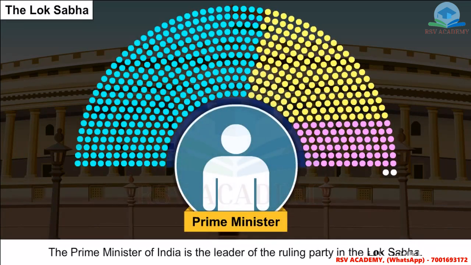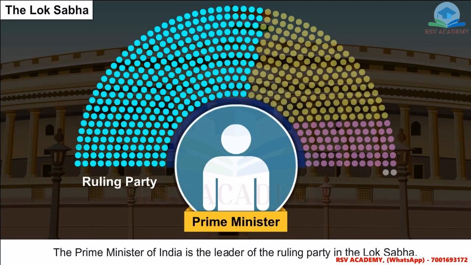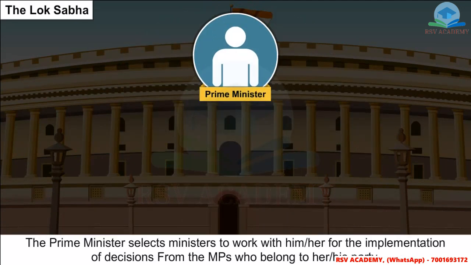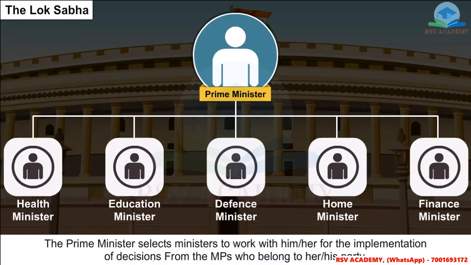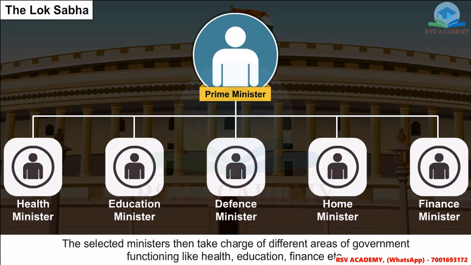The Prime Minister of India is the leader of the ruling party in the Lok Sabha. The Prime Minister selects ministers to work with him or her for the implementation of decisions from the MPs who belong to her or his party. The selected ministers then take charge of different areas of government functioning like health, education, finance, etc.